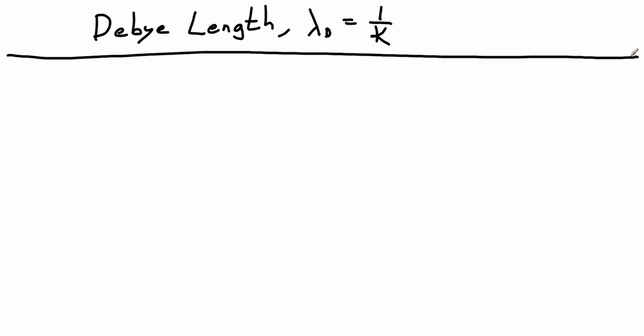Well, during our work with the Gouy-Chapman theory, we saw the constant kappa had units of inverse length. So we call the inverse of kappa the Debye length. So what is the Debye length? What does it mean?